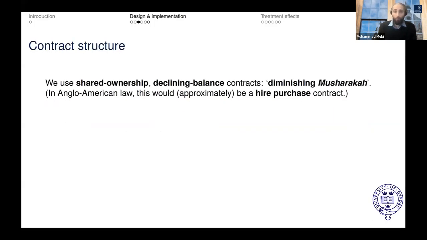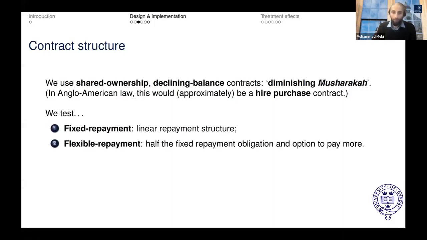So what's the contract that we use? Well, we use a contract based on local financial norms using a diminishing musharaka structure. Essentially, this is a shared ownership declining balance contract, which would be familiar to many people in an Anglo-American law context. It's a hire purchase contract. In some cases, it's called a rent-to-own contract or a lease contract. So it's a contract that's very familiar, but we've tailored it to this specific setting, and I'm happy to talk more about that at the end.